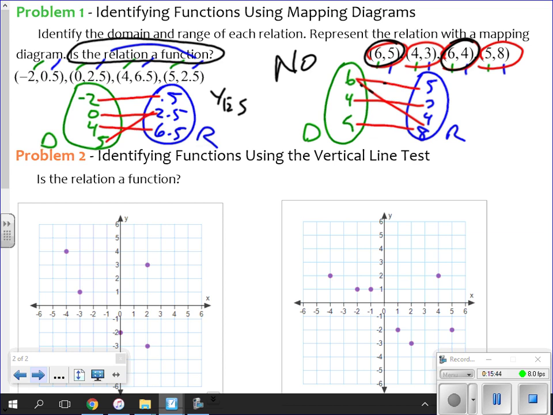Function, not a function. Is it still a relation? Yeah, it's still a relation. It's perfectly good. It's valid. It's great. I love it. But it's not a function. This is a function. This one's not a function. Okay? That's one way to tell whether or not something's a function.